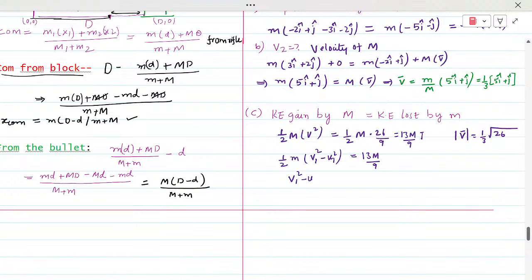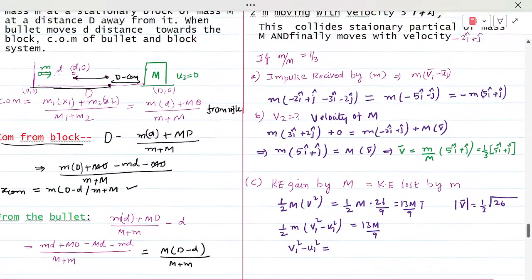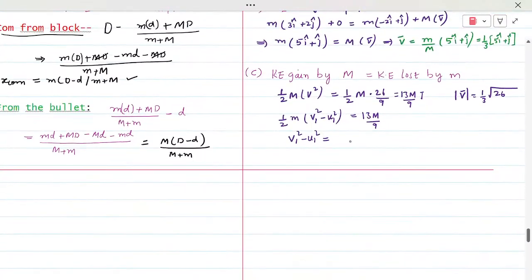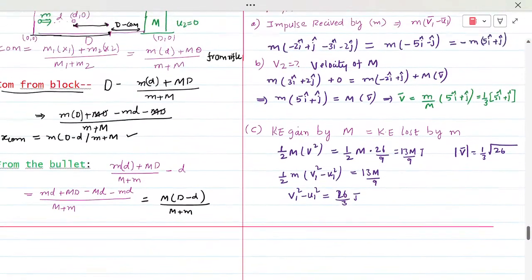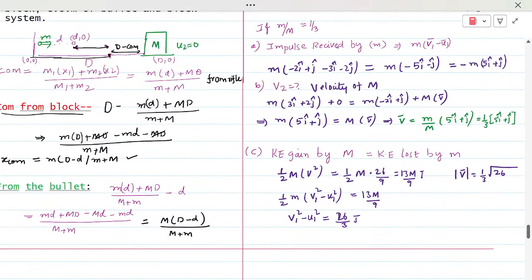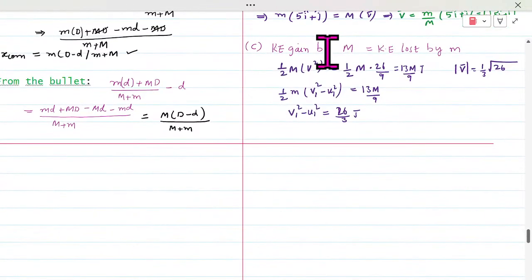The v1 square minus u1 square is equal to, so here small m by capital M is given as 1 by 3, then capital M by small m is equal to 3 will come. So that is equal to 26 by 3 joules of energy. If you want to check, you can check here. This is small m, final velocity and initial velocity are given. By that also v1 square and u1 square can be found. So this is the answer.